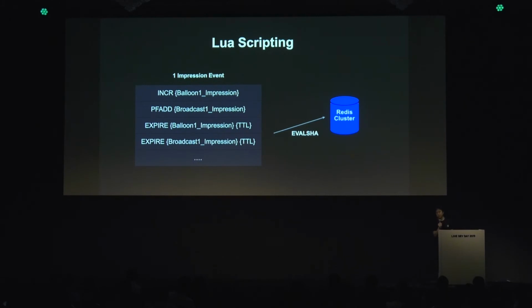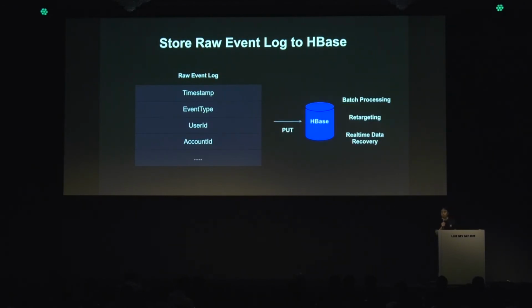And another point on writing to Redis was that a single user reaction event generates multiple Redis operations. For example, if the user sees a certain message and generates an impression event, we need multiple operations such as PFADD to calculate unique users, INCR to calculate the total number of events, and EXPIRE to set the TTL because we cannot store this indefinitely. Here, we used Redis Lua scripting to execute multiple operations in one request.